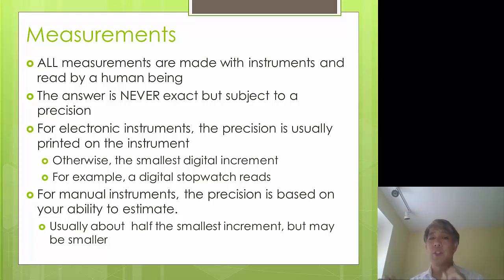Understand though that is the precision associated with the instrument. Your ability as a human being to hit the stopwatch at the exact correct time is not anywhere close to 0.01 seconds. It's actually closer to 0.1 seconds or 0.2 seconds. For manual instruments, the precision is going to be a little fuzzier. It's your ability to estimate it. Usually it's about half the smallest increment, but you could estimate smaller or in some cases slightly larger.